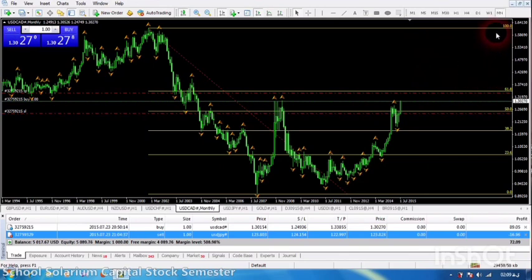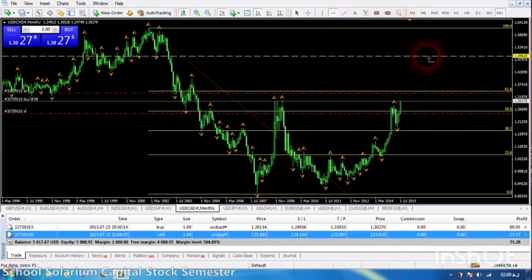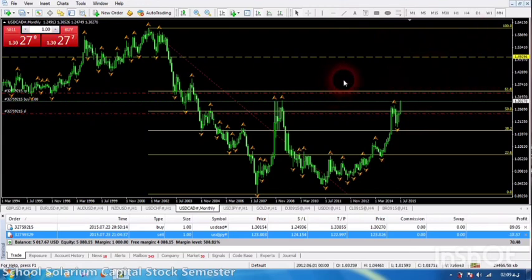But it's not going to happen in one movement. You see, you have other levels between your 61 and 100 level, and that is the 78 and 89 level. That is exactly in between these two levels. So you can add those two levels so you can see them in your Fibonacci.